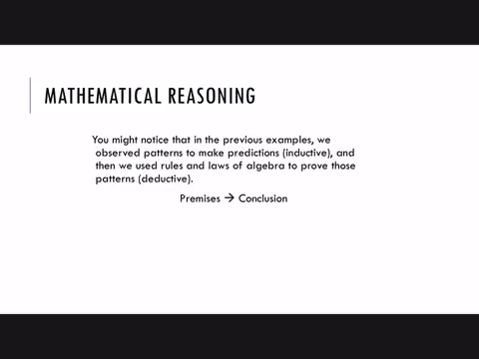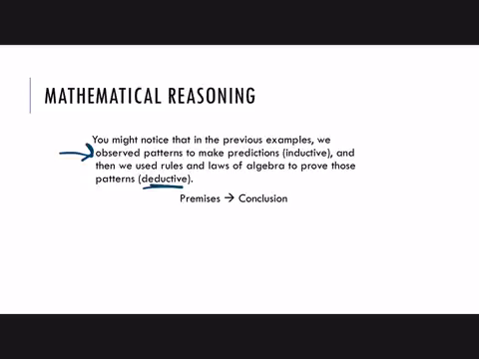So you might notice in those examples, we observed patterns to make predictions. The patterns were trying it with different numbers. Right? Making the prediction was the guess about what the pattern was and what we would end up with. That's inductive reasoning. And then we used rules and laws from algebra, things like how to work with variables, right? The distributive property, things like that, to prove those patterns. Right? So that's deductive reasoning because we used previously accepted laws and rules and facts from algebra.